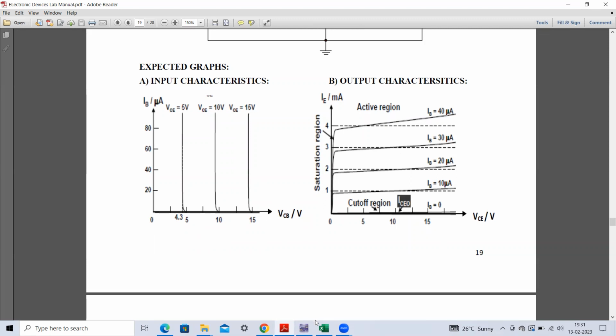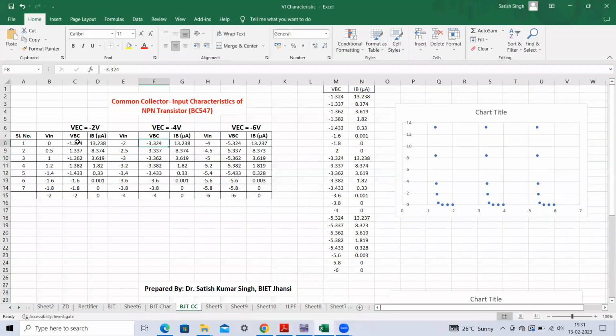So basically here you can see again, we are changing the base to collector voltages. These are the values: minus 1.324, minus 1.3. It is increasing slowly in the negative direction, with negative polarity. Minus 2, minus 2.5, minus 3, minus 3.2, minus 3.4, and so on. And then we have obtained this curve for the corresponding different VEC values.